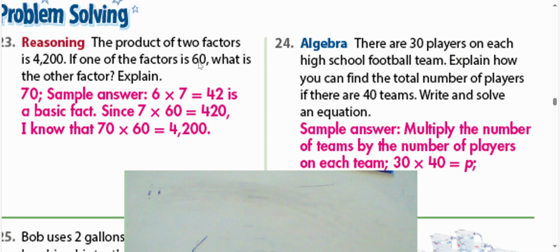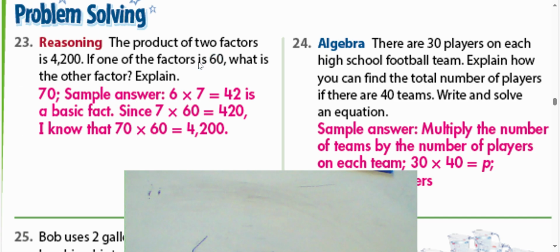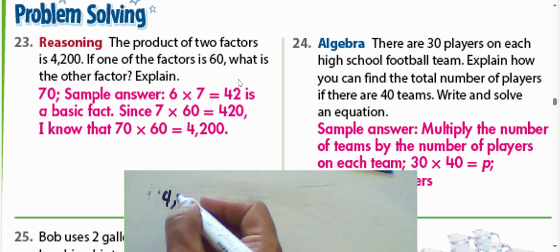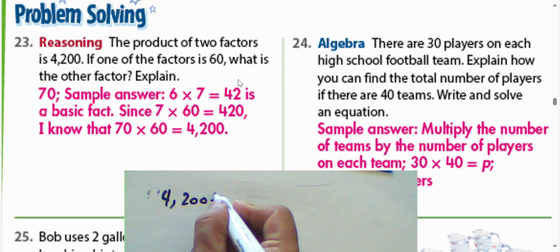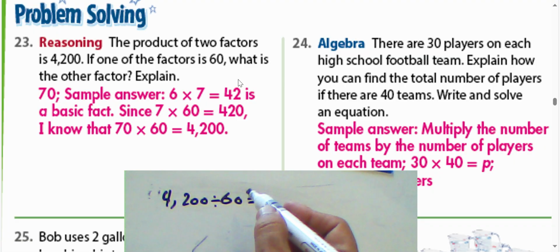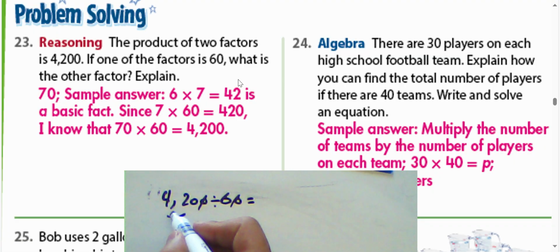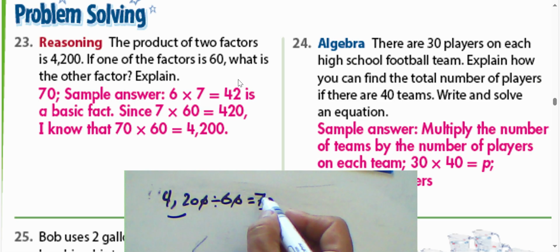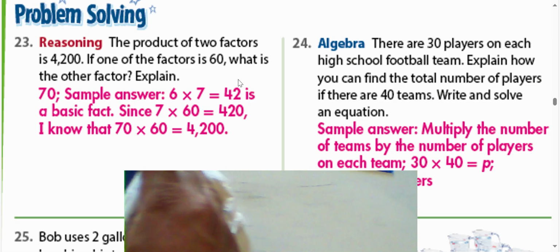Number 23. The product of two factors is 4,200. If one of the factors is 60, what is the other factor, and explain. The other factor will be what? Will be 70. We can divide 4,200 by 60. We can divide it by canceling 0 by 0. 42 divided by 6 equals 7, and write 0. The result will be 70.